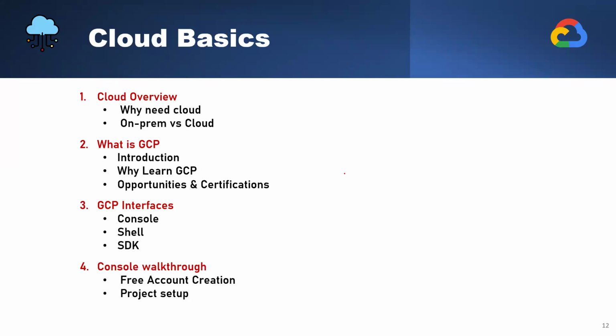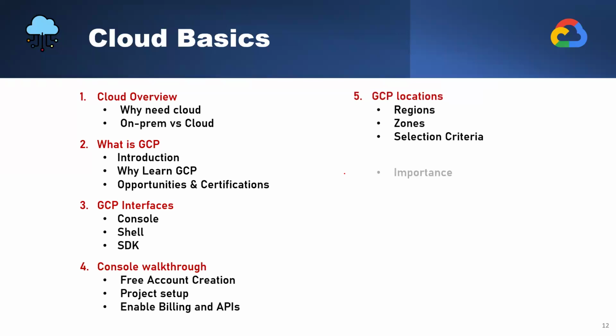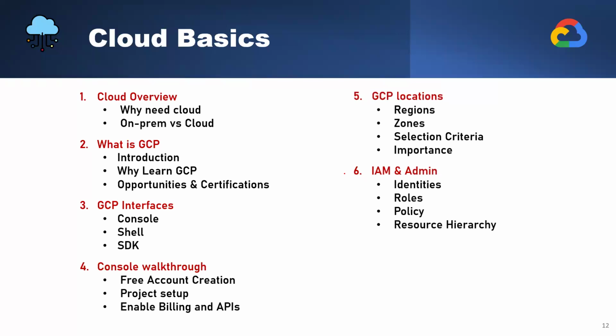Project. What is a project? How do we set up? Enabling and billing. What is billing? How do we manage the billing and APIs? GCP locations, regions, zones, selection criteria, and importance. Admin. So for access control, you have to learn about IAM and admin, identities, roles, policy, resource hierarchy.